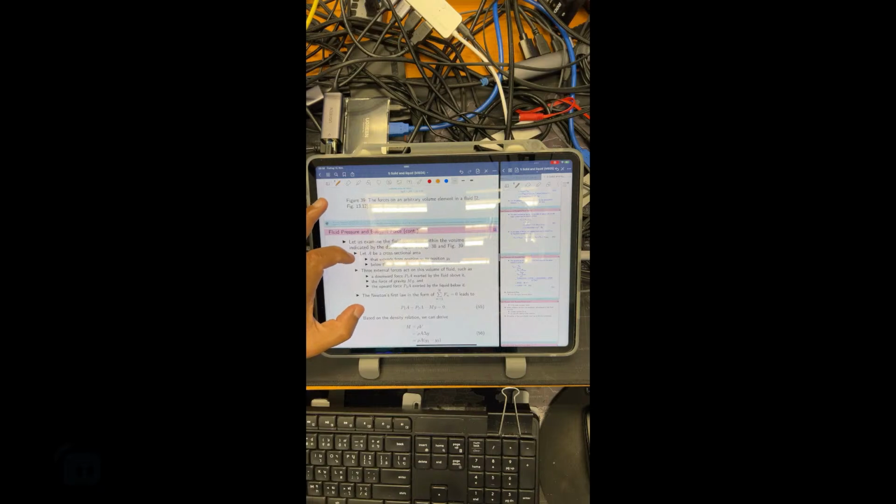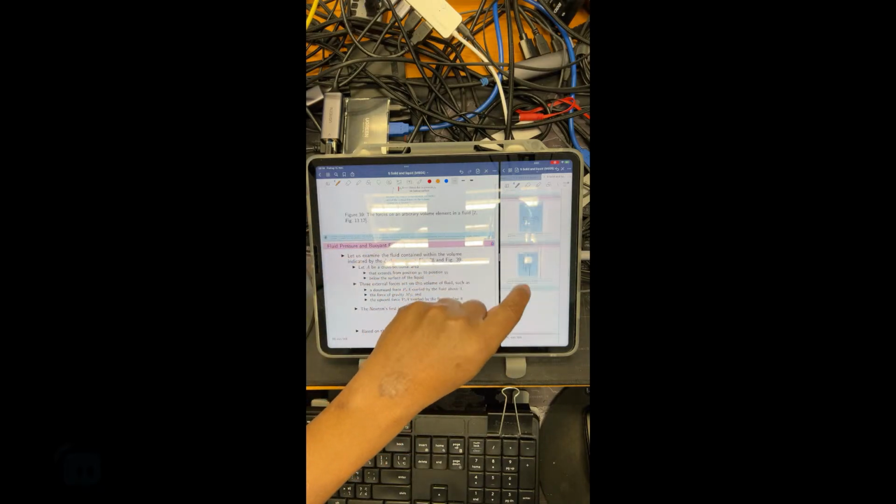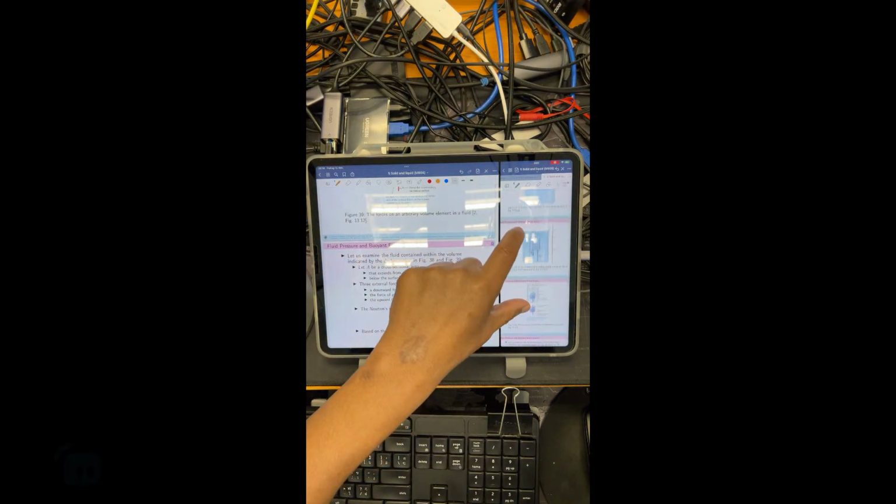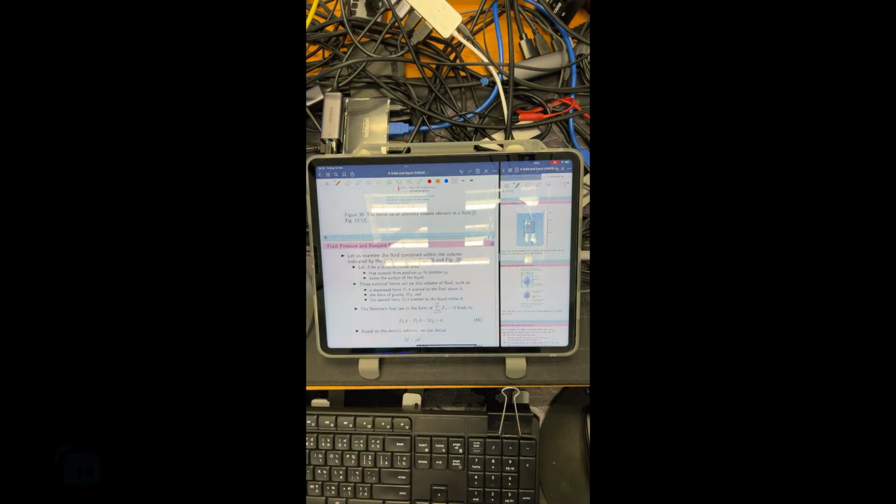Let's examine the fluid contained within the volume indicated by the darker region in figures 38 and 39. Okay, in the darker region, this one. Let A be a cross-sectional area that extends from the position y1 to y2, below the surface of the liquid.